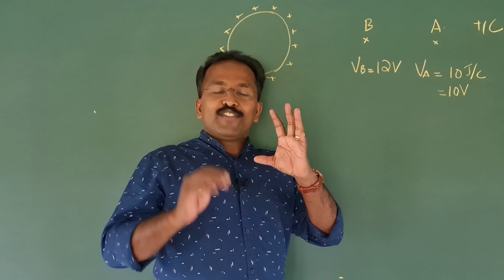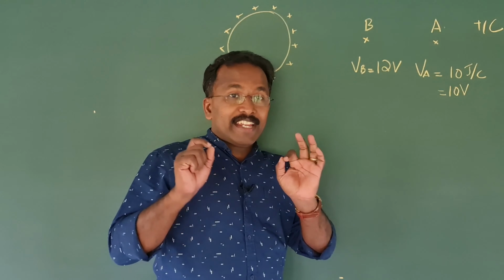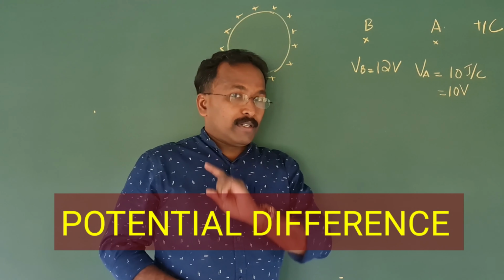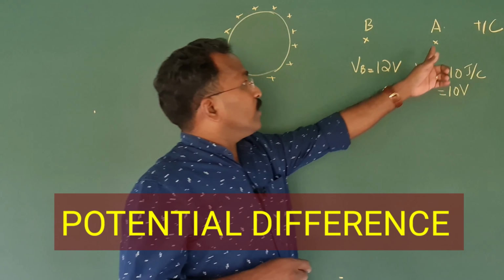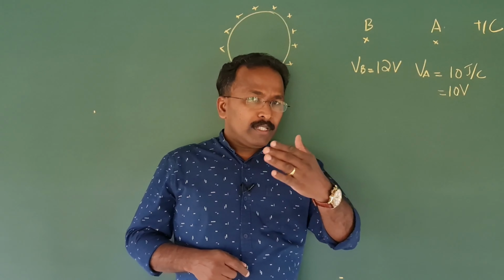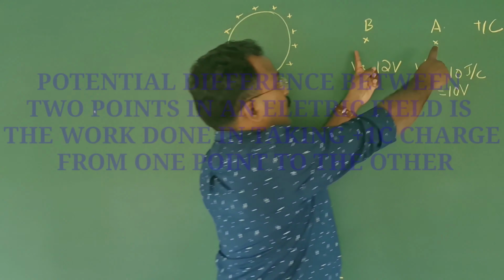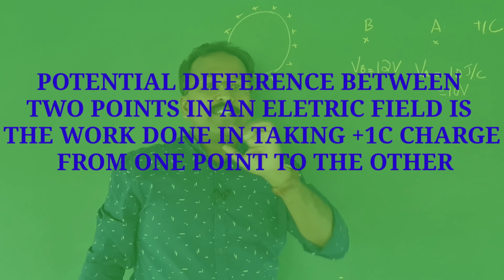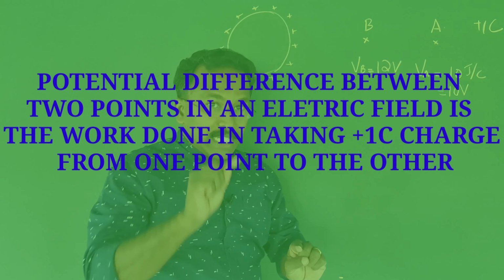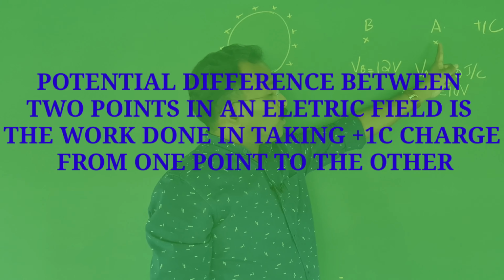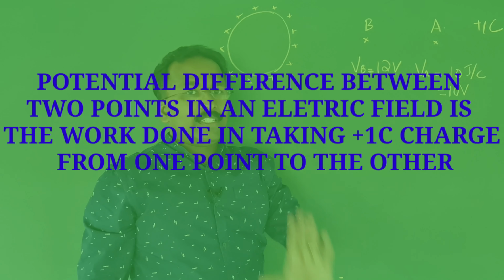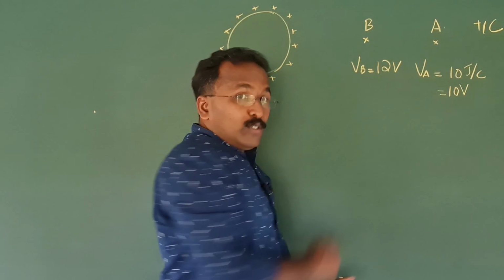We learned the idea of potential for learning another idea called potential difference. Remember, potential difference we define for 2 points. You may write the definition. The potential difference between 2 points in an electric field is the work done in taking plus 1 coulomb charge from one point to the other point. That is, you learned that definition.